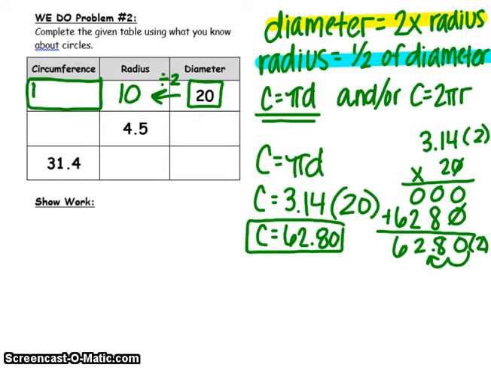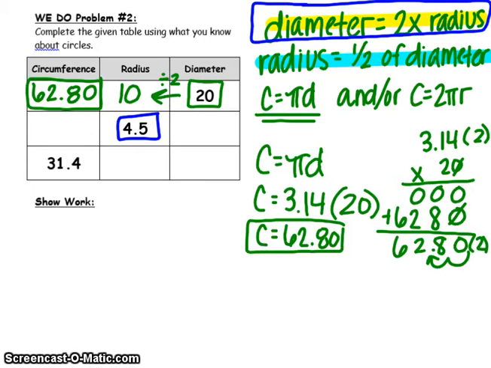So my circumference here is 62.80. Now let's look at the next one. The next one gives me a radius of 4.5, and I need to find the diameter. Well, I know that diameter is 2 times my radius, so I can multiply by 2 to get this answer.